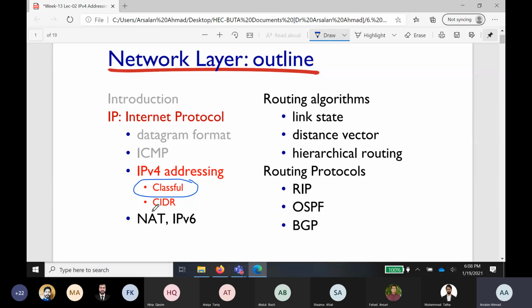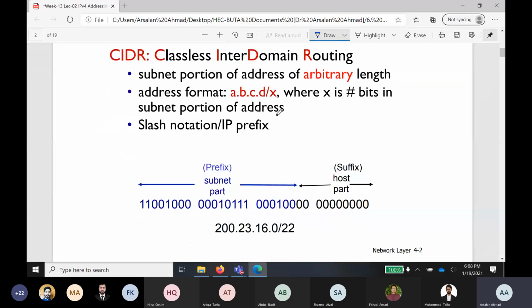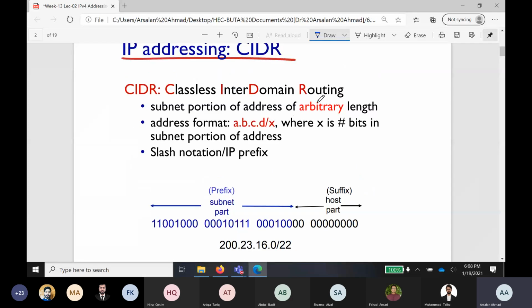When IP addresses started to get assigned to devices, obviously there were serious problems with the rigidity of classful addressing schemes. So we started classless interdomain routing, CIDR, in which we have this approach of arbitrary length. So we have the subnet portion of arbitrary length.